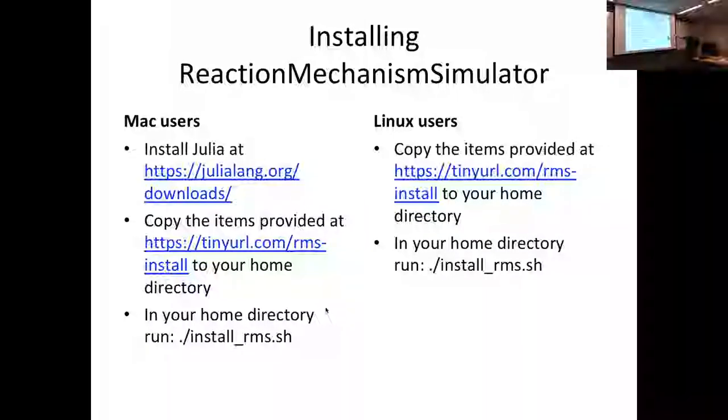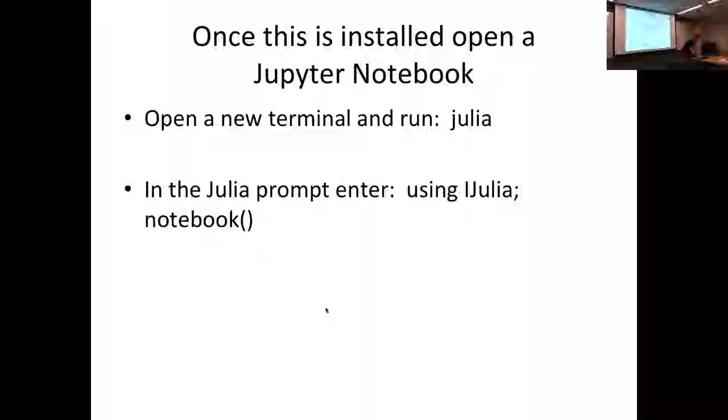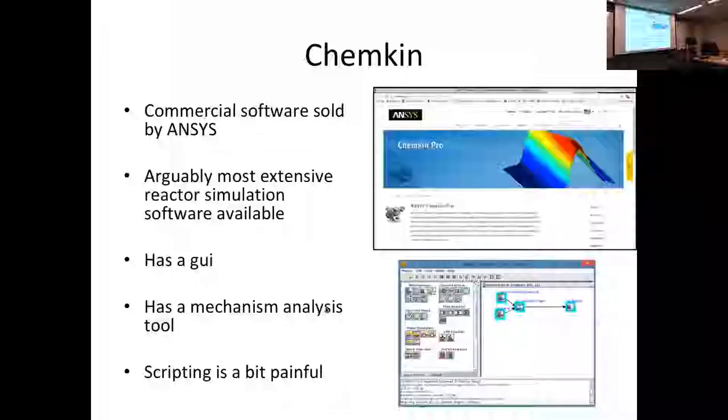We're going to demonstrate Reaction Mechanism Simulator, which is a new one, but there's a number of better known ones, so we'll do that in a minute. So here's a bit on all the available software for doing this. Chemkin is a commercial software sold by Ansys. It's arguably the most expensive software for this. It has a really nice GUI, which is a big positive for a lot of people, and is the reason a lot of people use it over any other tool.